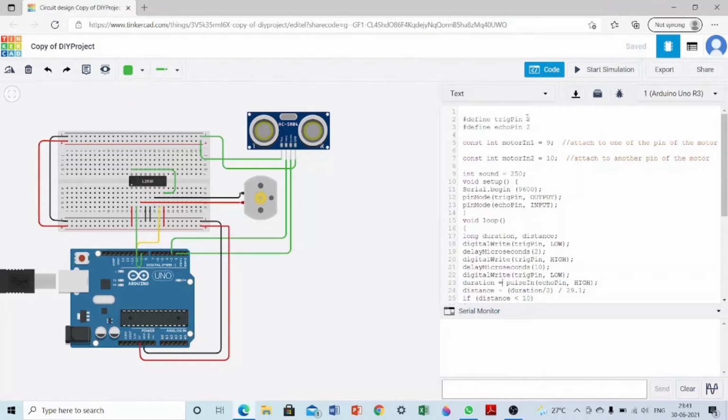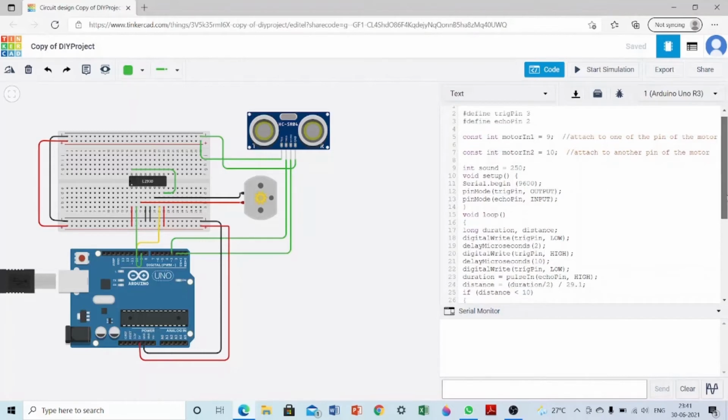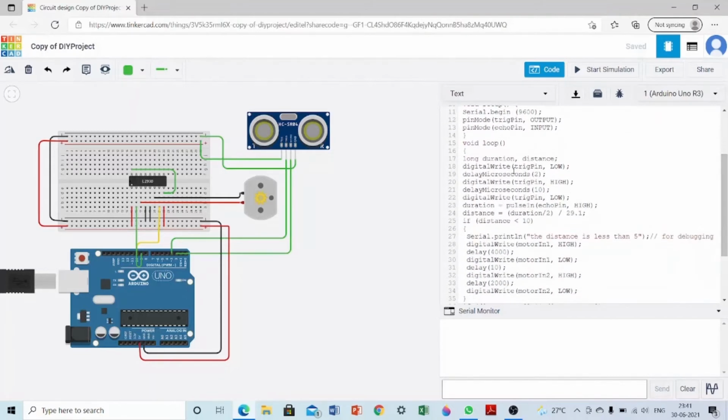Here we have two macros, trig pin and echo pin. They represent the trigger pin and the echo pin of the sensor respectively. And we have two variables, motor input 1 and motor input 2. These variables mainly decide the direction in which the DC motor rotates, whether counterclockwise or clockwise. I'm not explaining the basic setup, so let's move to the main function.